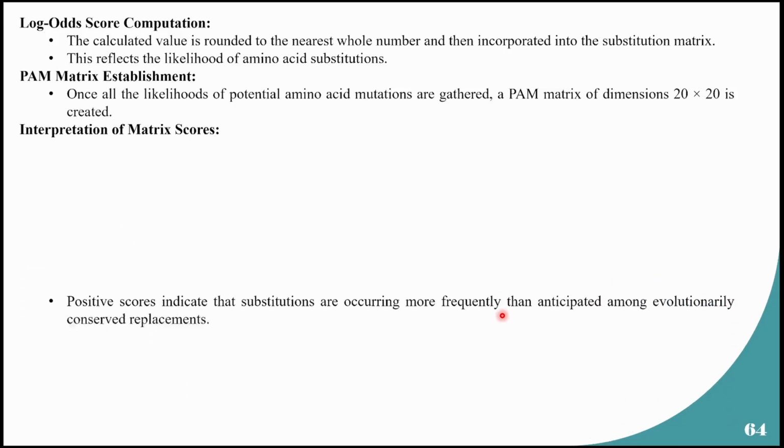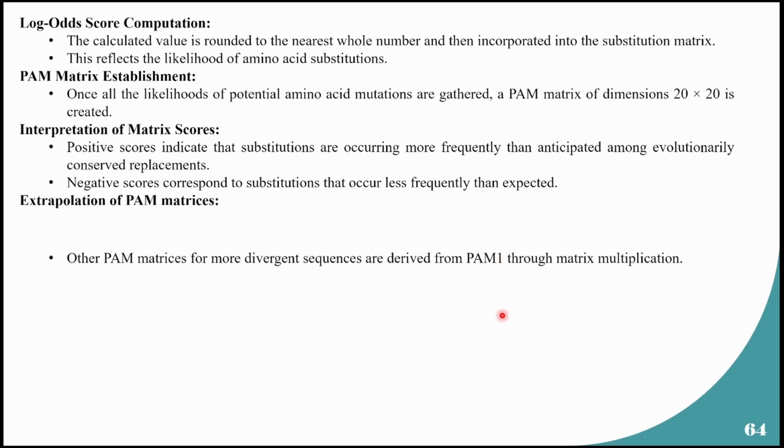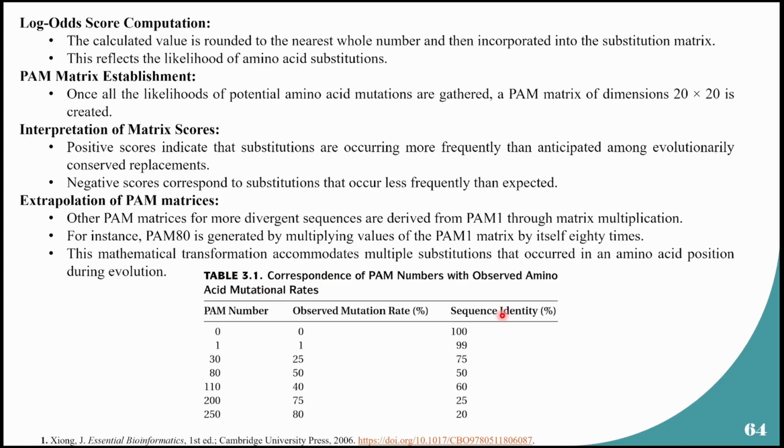Of course, in all of these cases, you do a log odds score computation. You interpret the matrix as positive scores indicating that the substitutions occur more frequently than anticipated, and negative scores indicating the substitutions occur less frequently than anticipated. Right? You have a corresponding observed mutation rate as well as sequence identity for the different PAM numbers. For example, PAM1 will be, of course, 1% mutation rate and 99% identity. PAM30 will be 25% mutation rate, 75% sequence identity. PAM250 will be 80% mutation rate, 20% sequence identity, and so on, right?